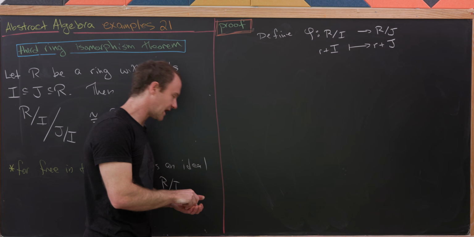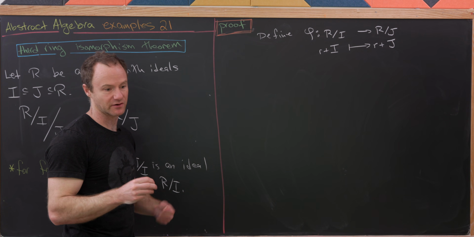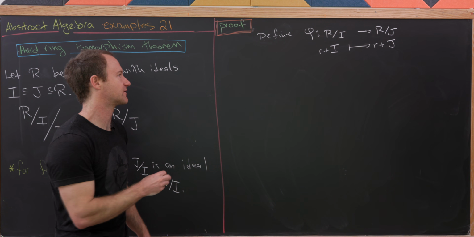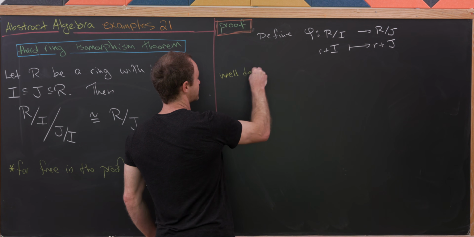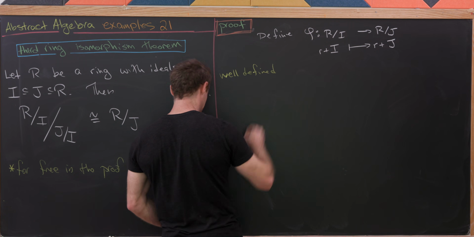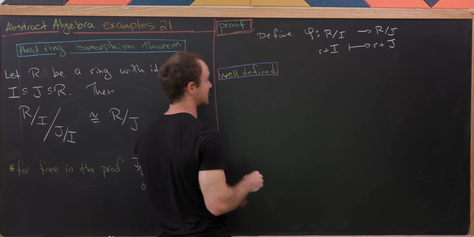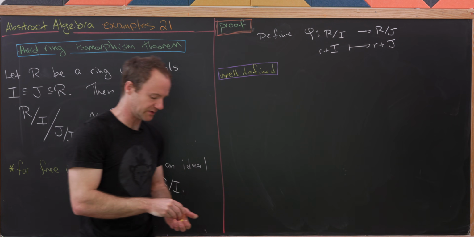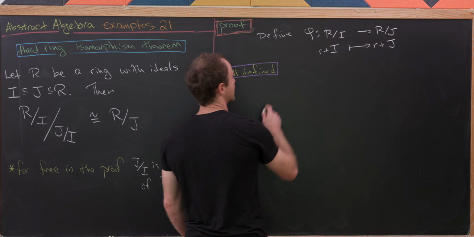And now anytime elements of your domain have different names, like their equivalence classes, you have to check that your function is in fact well defined. And we are in that setup because we're inside of a quotient ring, and things could have different names. There are coset representatives that could be different. Okay, so let's show that we are in fact well defined.